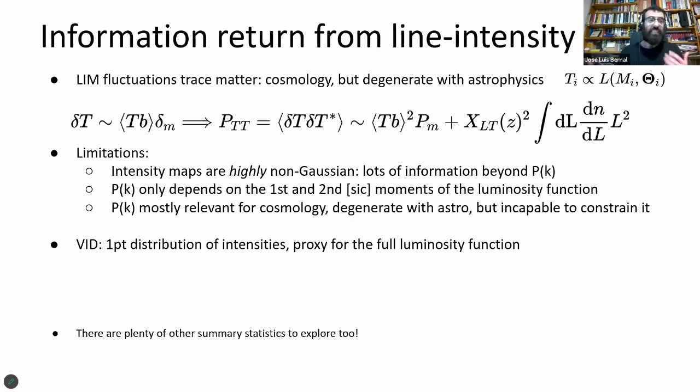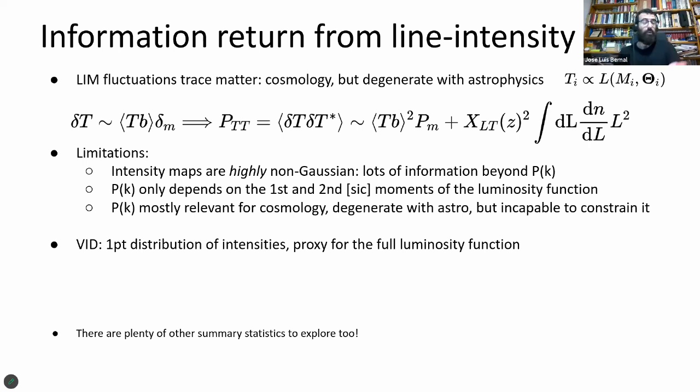But I'm talking about all the things that can be done, but not how to obtain that information. And basically, this is very important because we are cosmologists, right? The first thing that we do is try to compute a power spectrum. In the most naive case, for the temperature perturbations or the intensity fluctuations in the linear regime, it is the matter power spectrum times the square of the mean of the temperature, times some factor that depends on the second moment of the luminosity function. The problem is that this has many limitations.